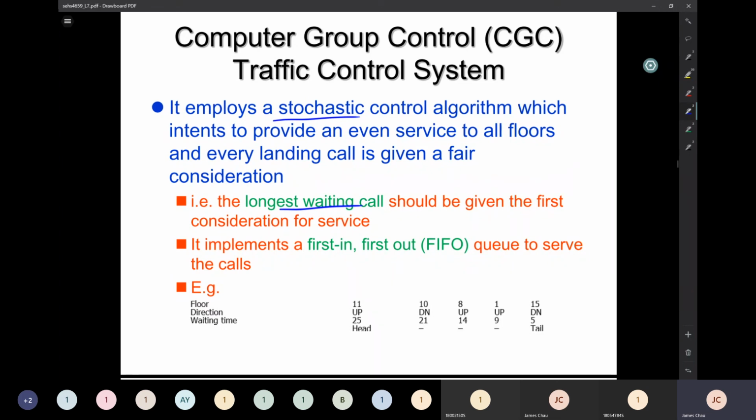Here we have the example. We have 5 calls. Some of them are up calls, some of them are down calls. And we can order the waiting time in a queue by placing the longest waiting call at the head and the shortest waiting time at the tail, so that your lift will serve the first call first.